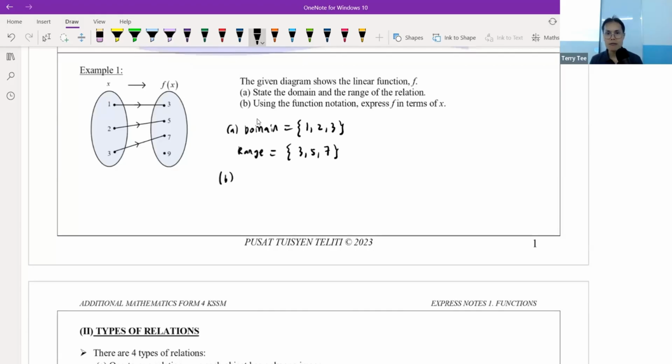Next, using a function notation, express f(x) in terms of x. Okay, when we say function notation, there are two ways that we can write: f: x → , okay, or we can write f(x) = , both the same. Okay, now question, what is the relation between them? Can you see? 1 maps to 3, 2 maps to 5. Anybody got any idea?